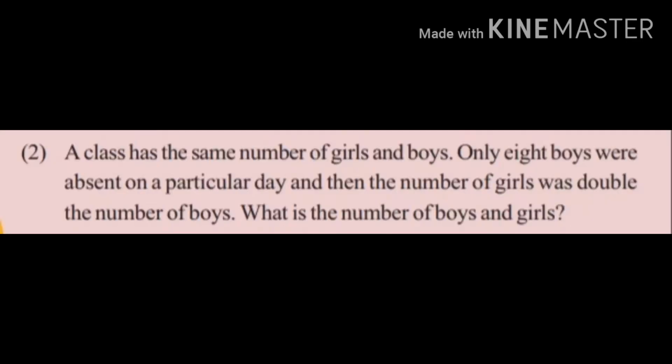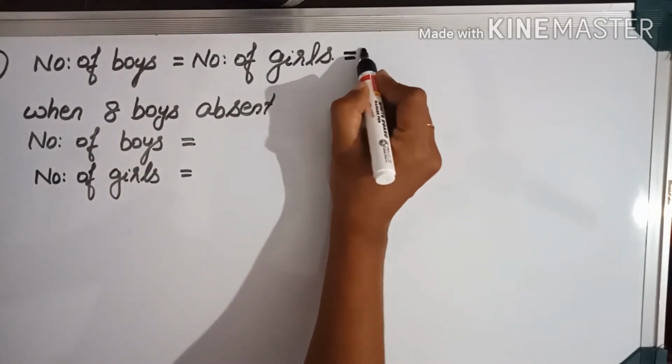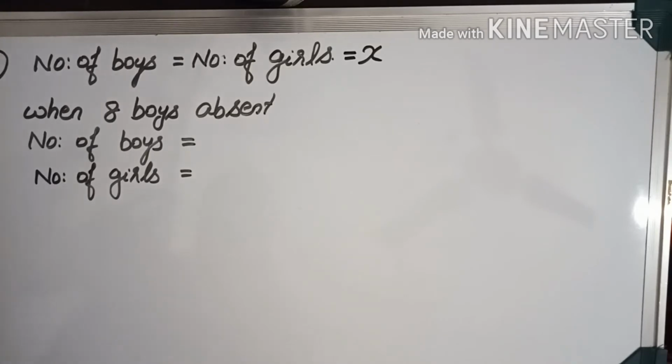Next question number 2. A class has the same number of girls and boys. Only 8 boys were absent on a particular day, and then the number of girls was double the number of boys. What is the number of boys and girls? In a class, the number of boys and the number of girls are the same. Equal number of boys and girls, so we can consider that as X. We need to find how many boys and girls. Both are equal, so let's consider that as X.